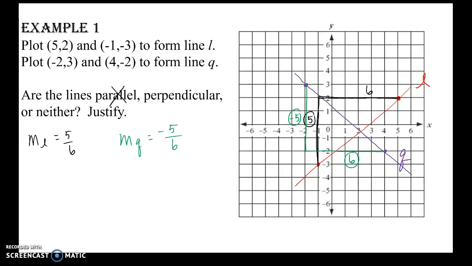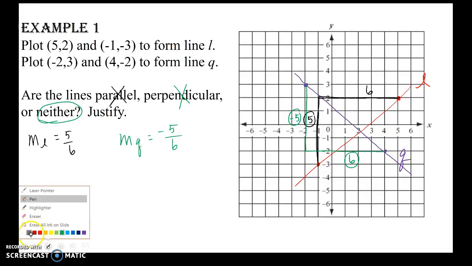So when we compare these numbers, okay, they're opposite of each other. The slope of line L is positive, the slope of line Q is negative, but they're not reciprocals of each other. So remember, with reciprocal, we have to switch the top and the bottom. So they're not perpendicular, therefore they're neither. You can leave this work as your justification. Okay, so that's looking at the graph.